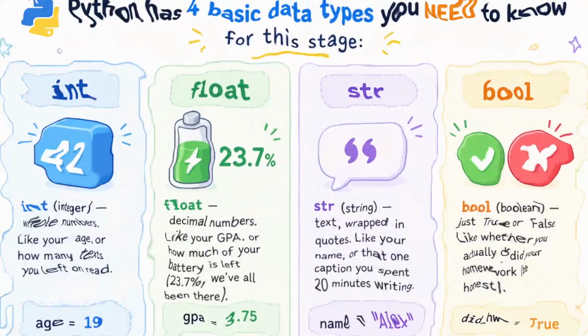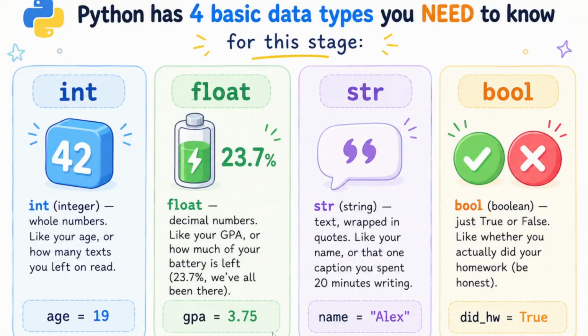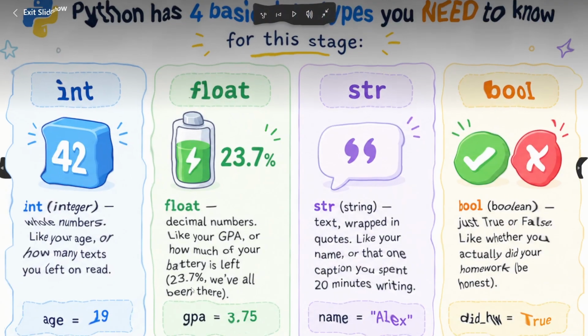Let's go. Real quick, last time we learned variables are lockers, and Python has four data types: int, float, string, and boolean. If that sounds unfamiliar, pause and go watch episode 1. Then come back. I'll wait. Everyone caught up? Bet. Let's go.